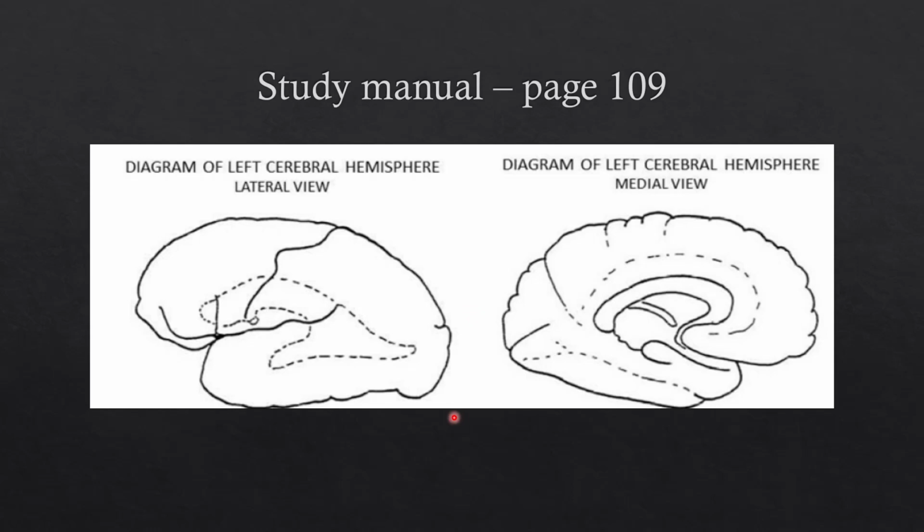This is a diagram from the study manual, page 109. With all the information that I've just provided, you should now be able to label the sulci that you can identify on these diagrams in your book, and also the lobes of the brain. So we have the lateral and the medial view here. And I think you should have a go at labeling anything that you can identify in these images. Not only the lobes and sulci, there are other features as well, so you need to label those as well.